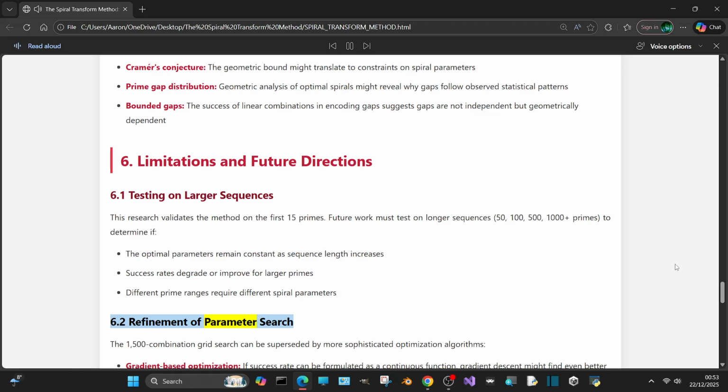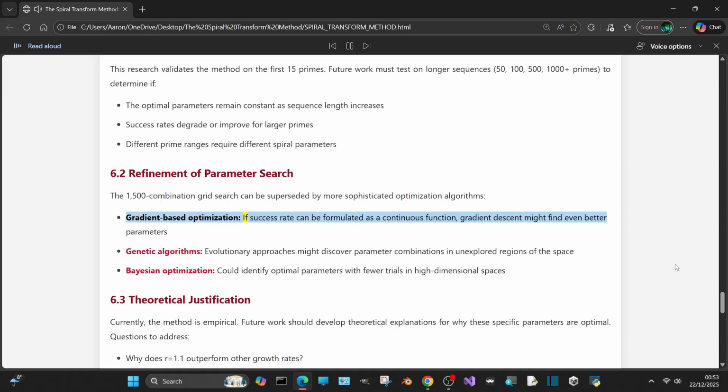6.2 Refinement of parameter search. The 1500 combination grid search can be superseded by more sophisticated optimization algorithms. Gradient-based optimization. If success rate can be formulated as a continuous function, gradient descent might find even better parameters. Genetic algorithms. Evolutionary approaches might discover parameter combinations in unexplored regions of the space. Bayesian optimization could identify optimal parameters with fewer trials in high-dimensional spaces.